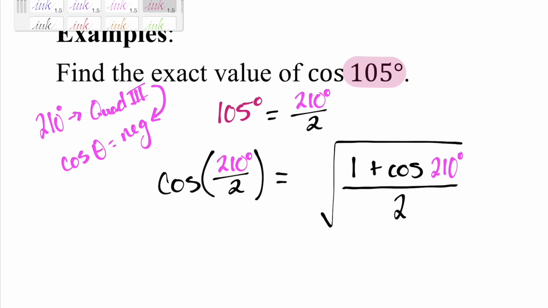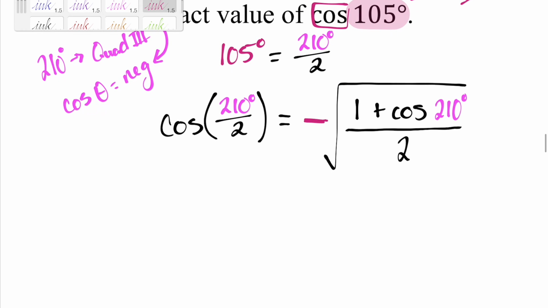So we can see here that this angle, 105 degrees, is in between 90 and 180, which means that this angle is in quadrant 2. Because this angle is in quadrant 2 and we're looking at the cosine of this angle, I'm going to make this entire square root negative because cosine is negative in the second quadrant. So from here I can start plugging in what I know and simplifying.